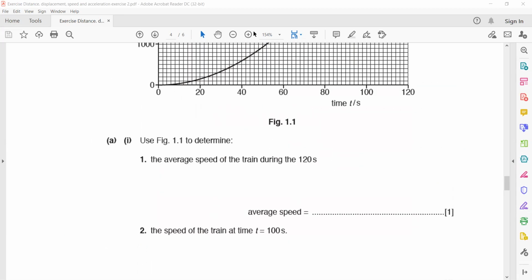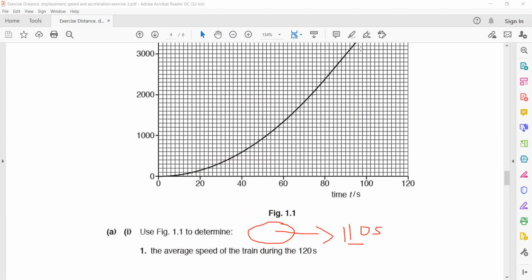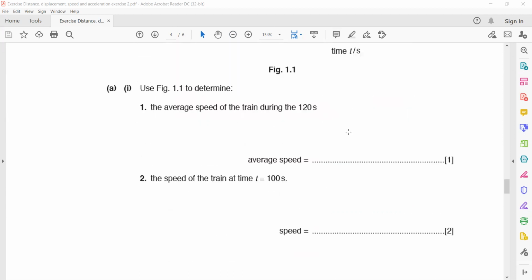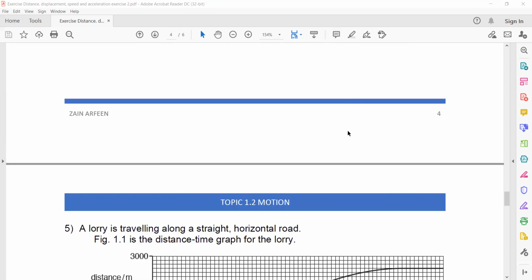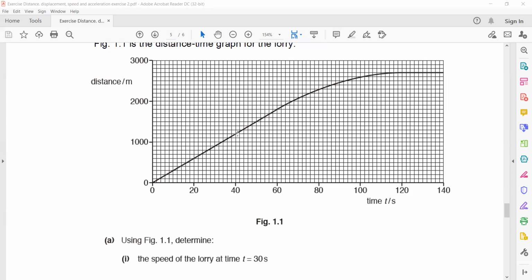So if the same question was there and instead of 100, they mentioned calculate the speed at 110 second, you will do the same thing, because the speed from 74 to 120 second does not change, so you can find it anywhere using distance and time. You can find the speed of that region.